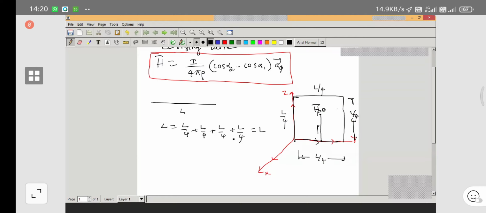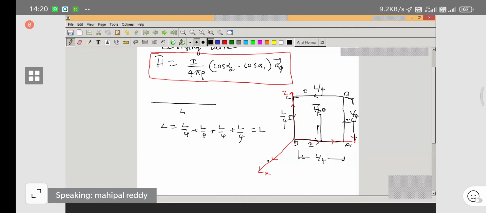I consider this as A, this is B, this is C, this is D. I think this is the origin O, so I consider this as D. Okay, no problem. Let I be the current carried by the conductor. This current is I, and the same current I flows around the square.